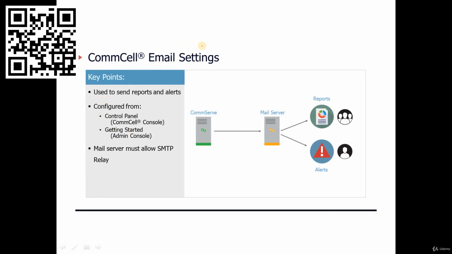If you want to get alerts via email, you can configure your CommServe to receive alerts via email. You can configure an email server, SNMP, SMTP, and you can send the reports and alerts to the users as well.